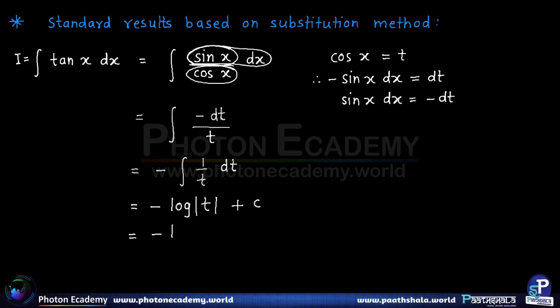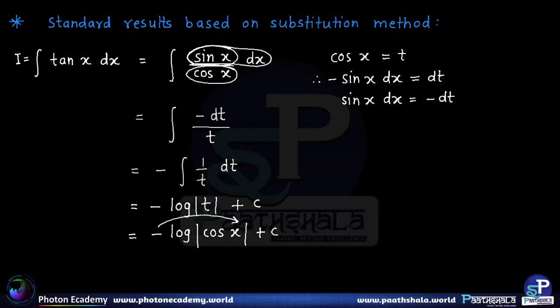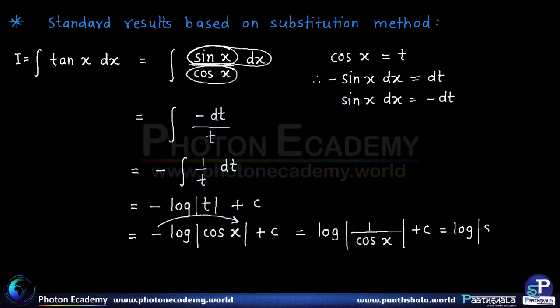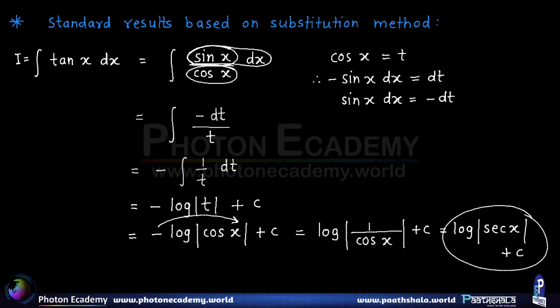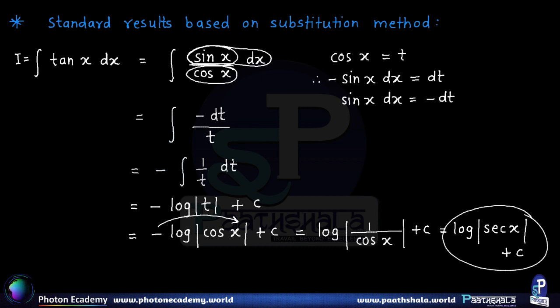Now we replace t with cos x, because this is what we had substituted, plus c. If you want to take that minus sign inside, we have to write the reciprocal of the term inside the log. So this is equivalent to log of 1 upon cos x plus c, which is ultimately equal to log of mod of sec x plus c. Therefore this is the integral of tan x. This also has to be remembered as a standard formula and used whenever required.